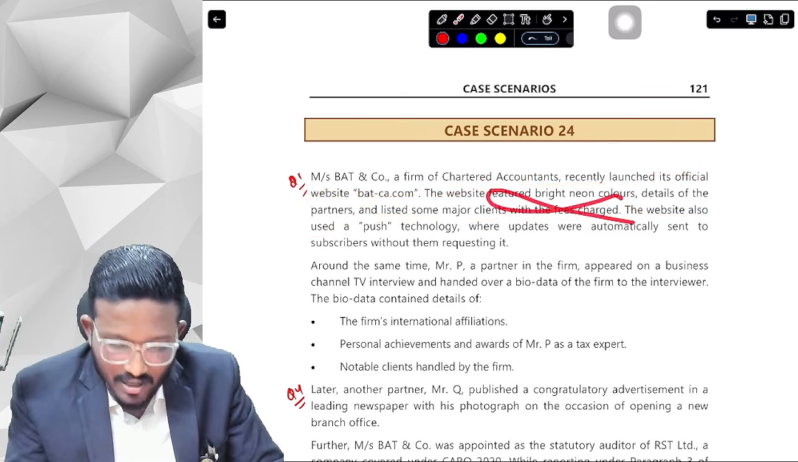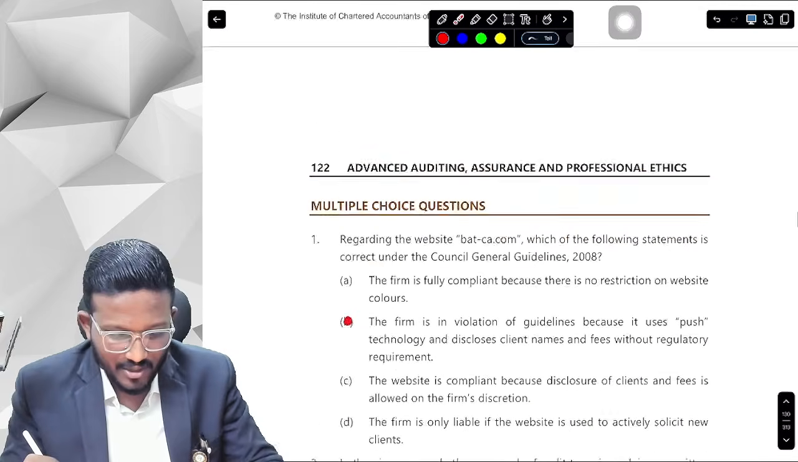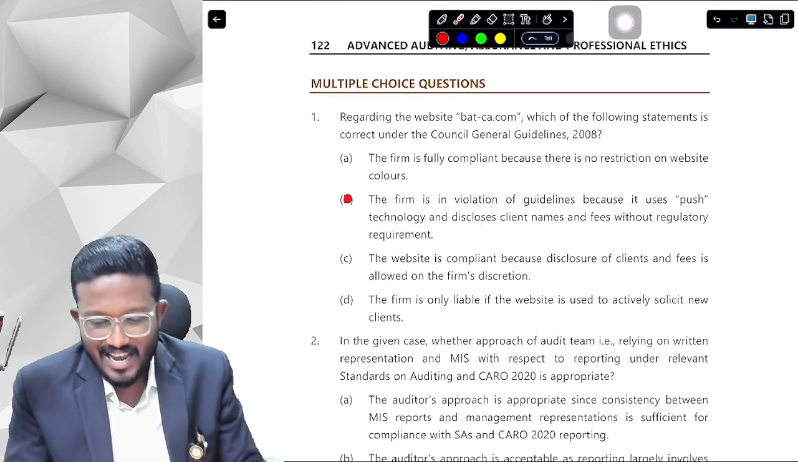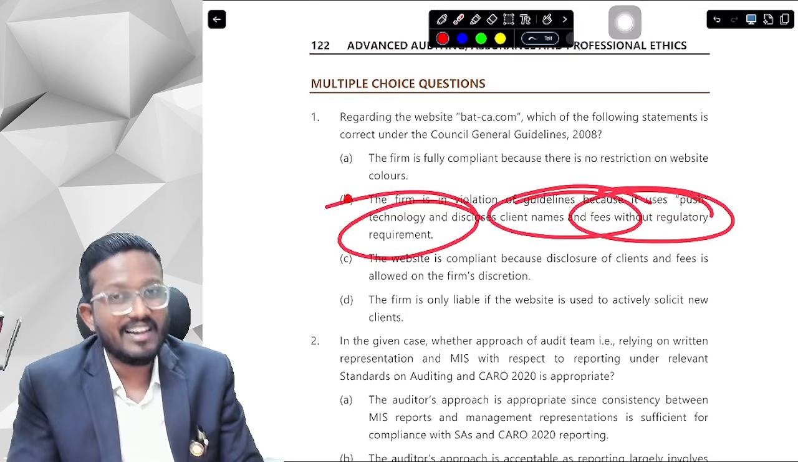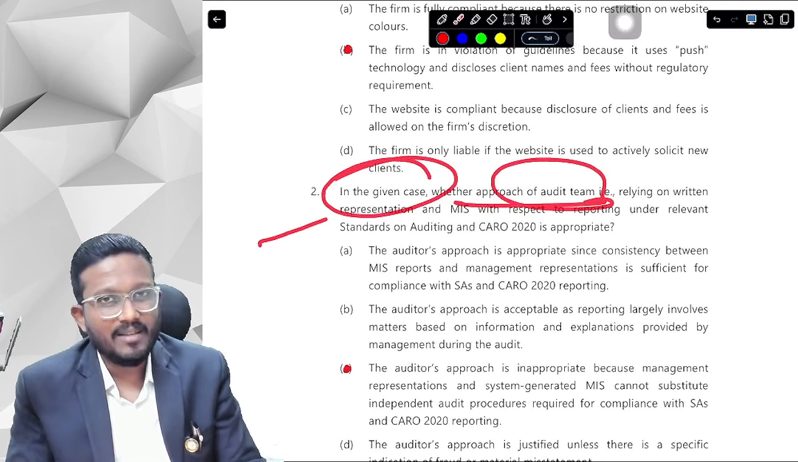So this is wrong. The website also uses a push technology. That is also wrong. You need to use a pull technology. So here you will be held guilty. The firm is in violation of guidelines because it uses push technology and also discloses the client name without any regulatory requirement. Okay, yes sir.